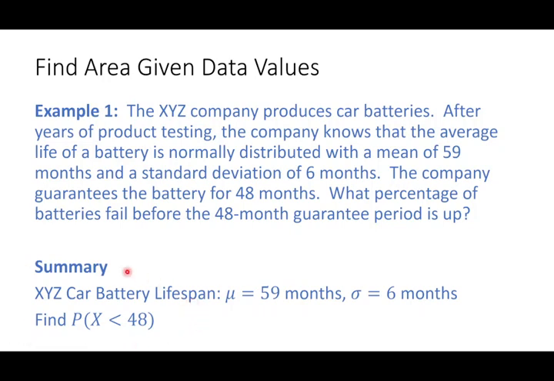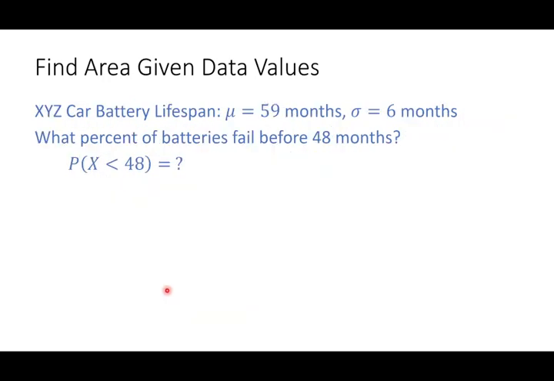So in summary, we could condense all of these words down to some math symbols. It's saying it's normal, the mean is 59 months, the standard deviation is 6 months, and we're trying to find the probability that X, which represents a randomly selected battery's lifespan, is less than 48. So there's two approaches to solving these problems. Both approaches have pros and cons. Let's get into the calculator approach.